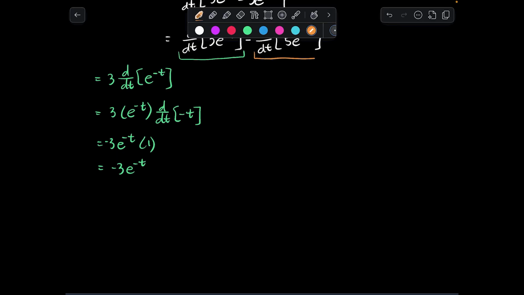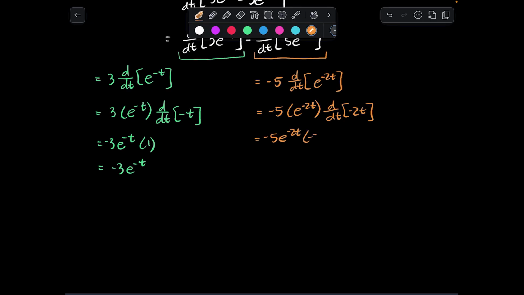And so for this second part right here, we get negative 5 out front. Again, because of chain rule, we find the derivative of negative 2t. And we get this answer here.